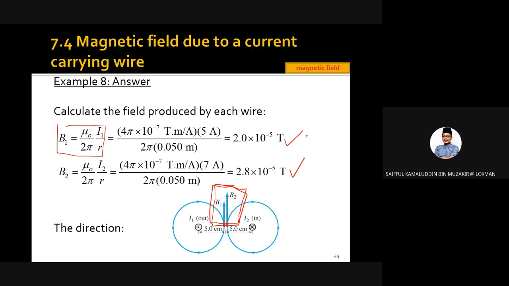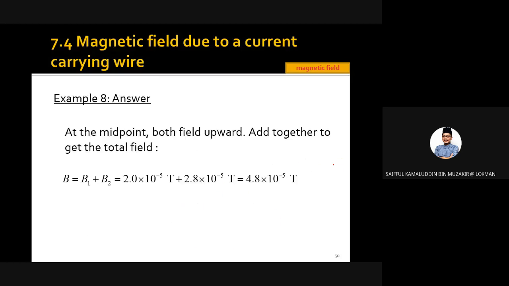So, we have this one upward. This one also upward. How are we going to add them? Just add them together. Because they are vectors, they have the same direction. Just add them together like that. So, we get 4.8 times 10 to the power of minus 5 Tesla.